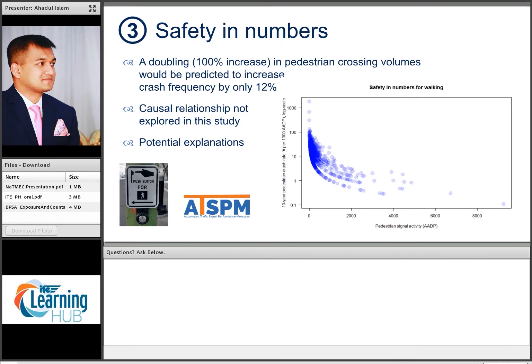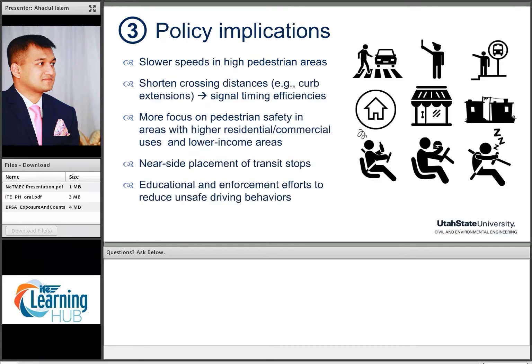This finding supported multifaceted efforts to increase walking and promote pedestrian activity in cities and communities. Our findings also support efforts to reduce vehicle turning speeds through intersection geometries and to provide context-specific speed limits, especially in high pedestrian volume areas. We recommend shortening of crossing distance by curb extension, which also promotes signal timing efficiencies.